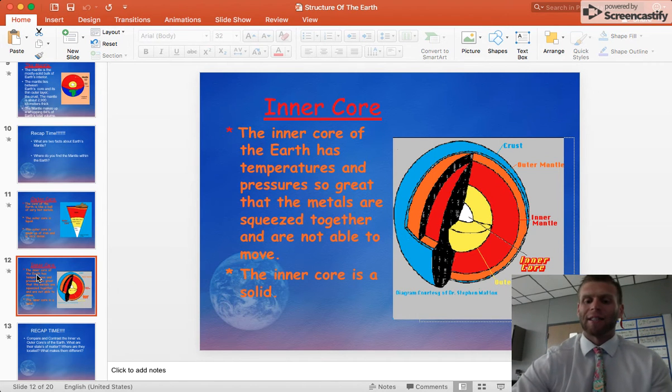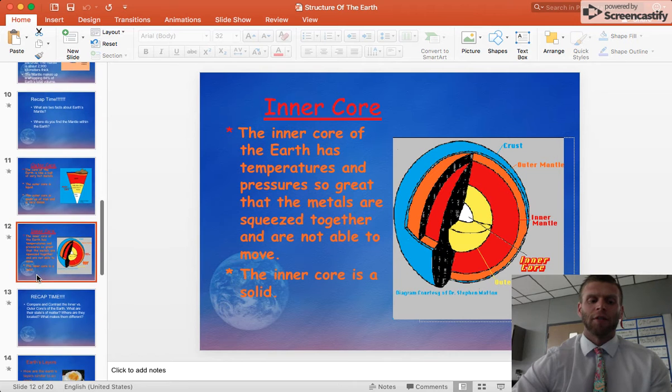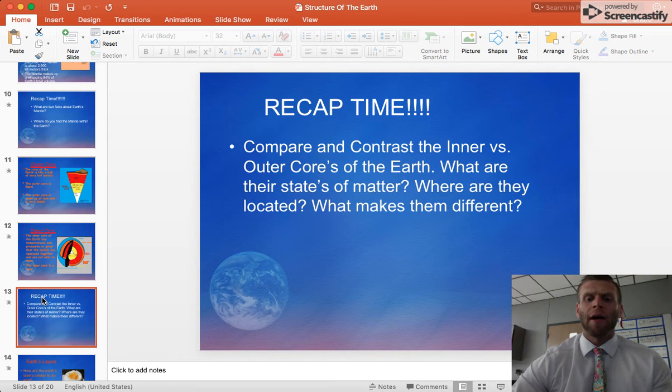So then that makes it a solid. Because it's under tremendous amounts of heat and pressure, those metals get squeezed together and cannot move, so they become a solid.